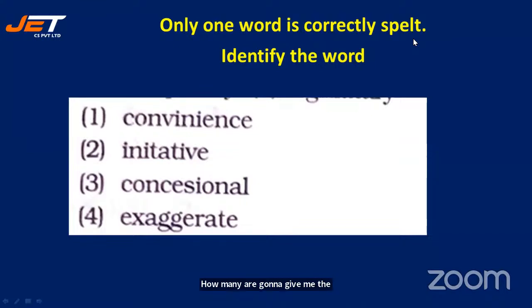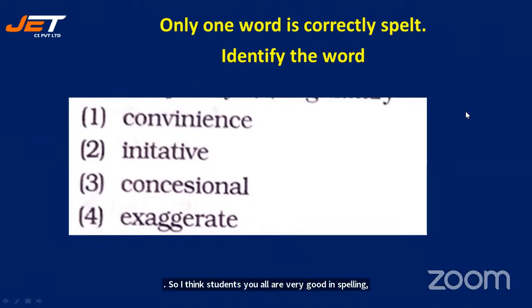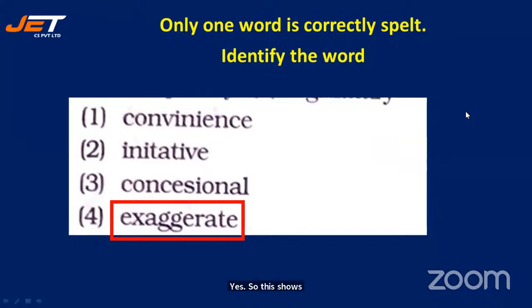Yes. Gayatri, you're right. Banut, you're right. Vishwant, you're right. So I think students, you all are very good in spellings, isn't it? Yes. So this shows that you're very good in spellings. Yes. Option 4 is right. Exaggerate. Convenience, E should come. Initiative, INITI. Right? Concessional, one more S should come. And exaggerate is perfect.